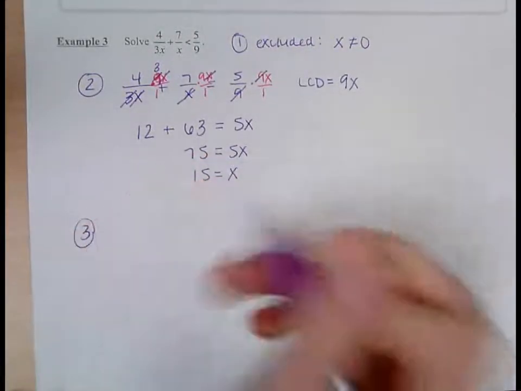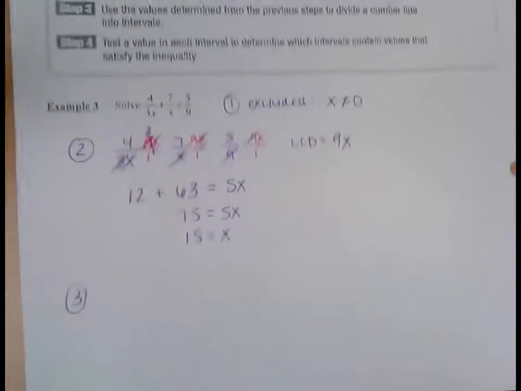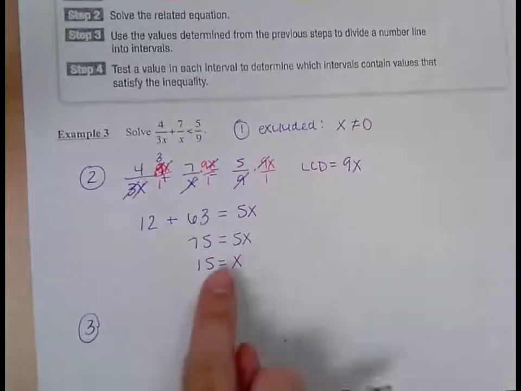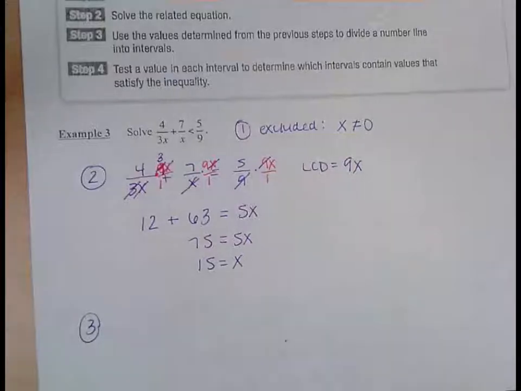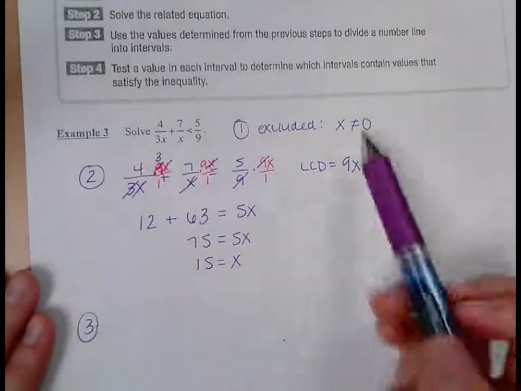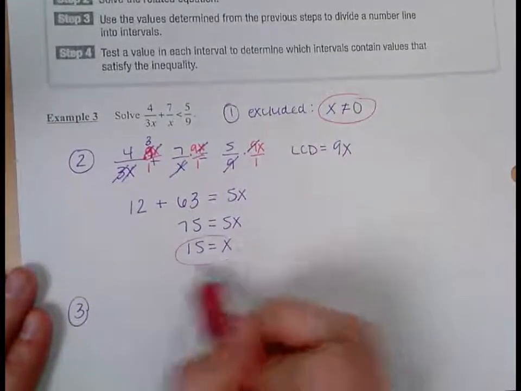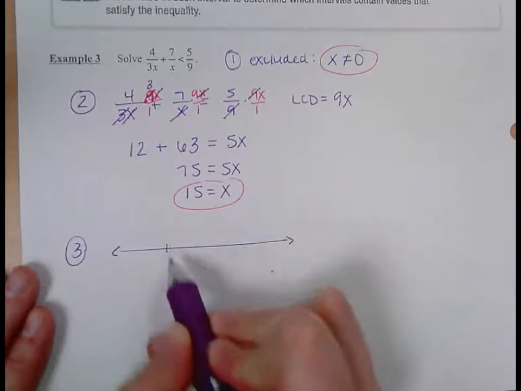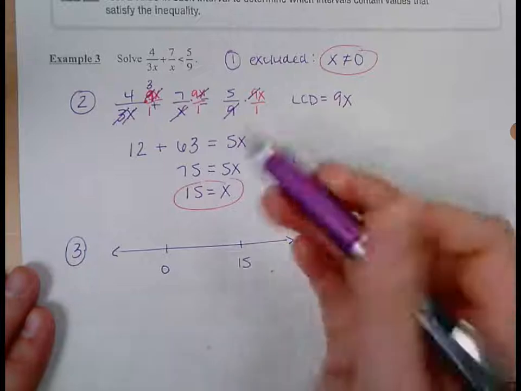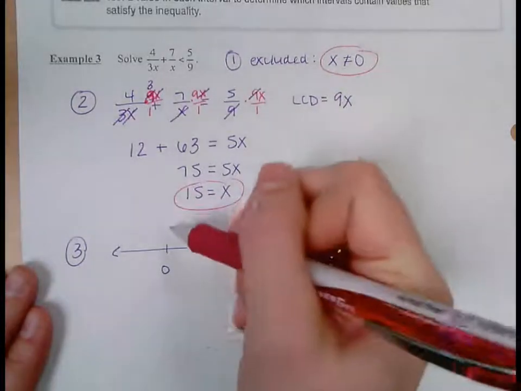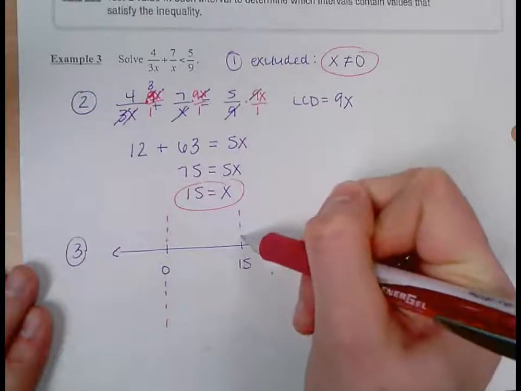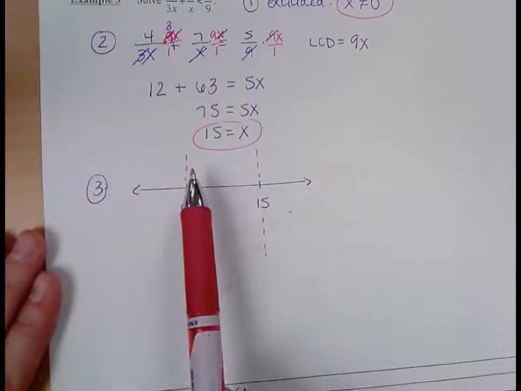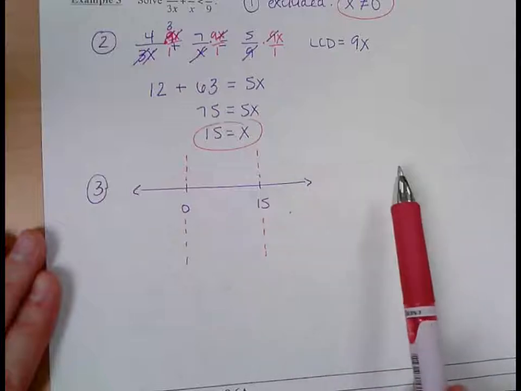Step 3, and we've done this process before with quadratic inequalities. It says use the values determined from the previous step, so that would be the 0 and the 15, to divide a number line into intervals. So I'm now going to take those two values, 0 and 15, and put them on a number line, and notice that it splits the number line into 3 intervals. You have an interval that is less than 0, an interval between 0 and 15, and an interval that is greater than 15.